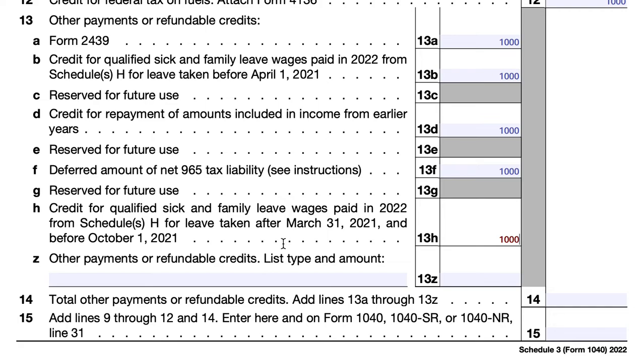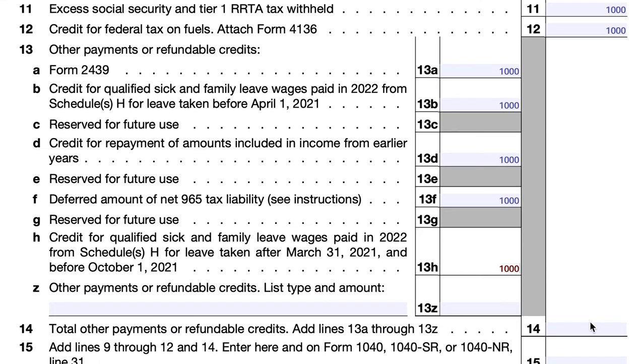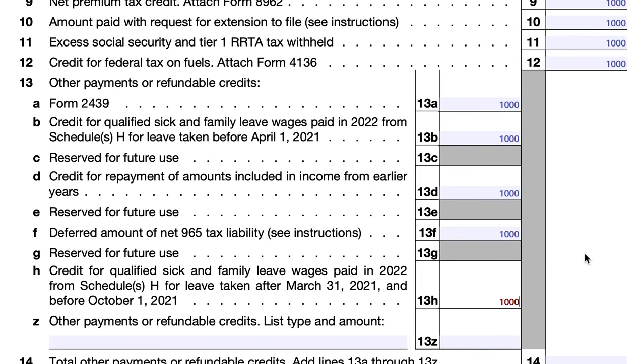And then, as with the other credits, you would use line 13Z to report other credits or payments not elsewhere reported here on your return. So very obscure examples. So if you're not familiar with them, then don't feel bad at all. So in line 14, we're going to add all the line 13 numbers up, and then through line 15, we're going to line up everything from lines 9 through 12 and line 14.